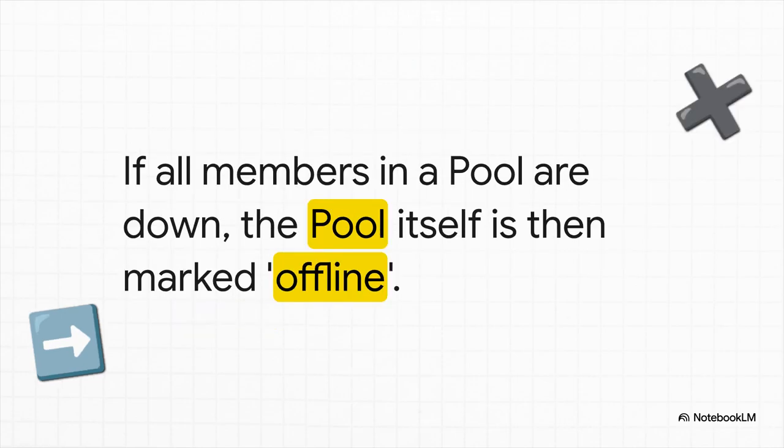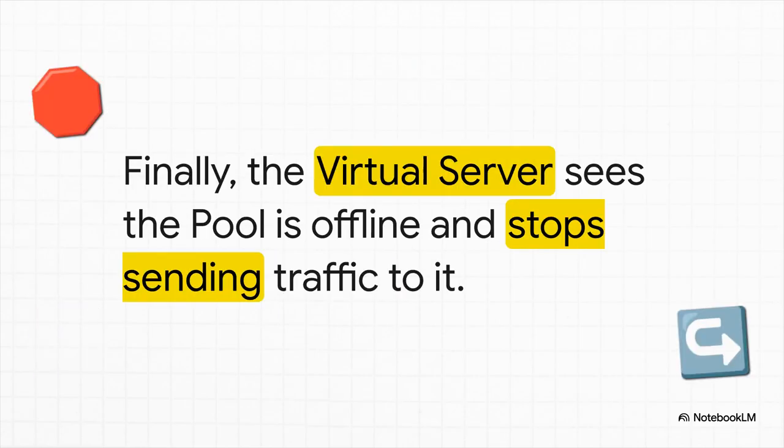And this status change starts to trickle up the chain. The pool is only as healthy as its members. So when it sees that one of its members is down, it takes note. And if all the members of a pool go down, well, the entire pool gets marked as offline. And here's where it all comes together beautifully. The virtual server, our smart front door, sees that the pool it was about to send traffic to is now offline. So it just stops. It immediately stops sending any new traffic in that direction, automatically redirecting it somewhere else if possible.